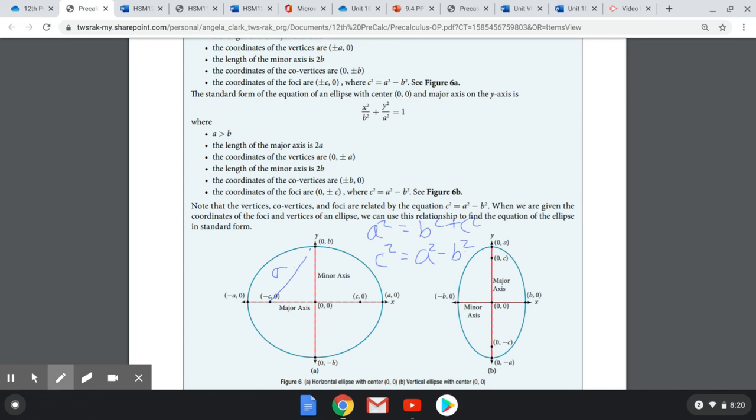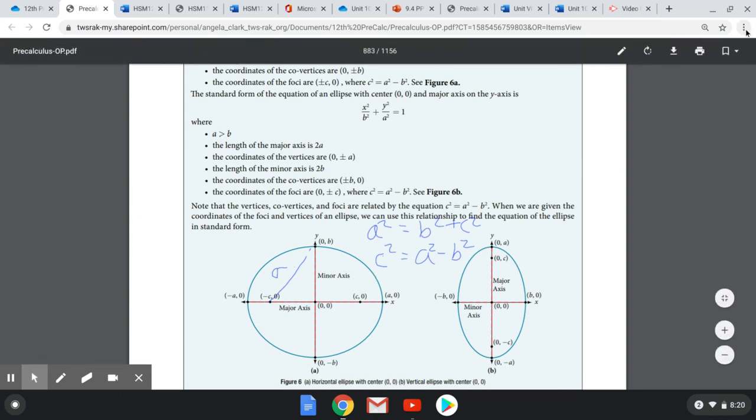That's all I'm going to talk about in this video, and we'll do more examples in the next video, but I wanted to get through all of the main vocabulary and the setup for ellipses in this video, and then we'll do some examples.